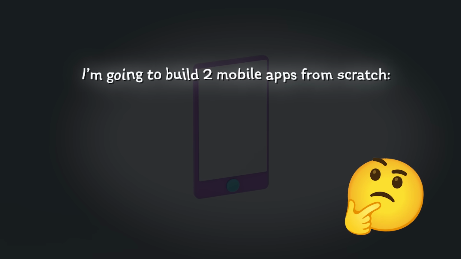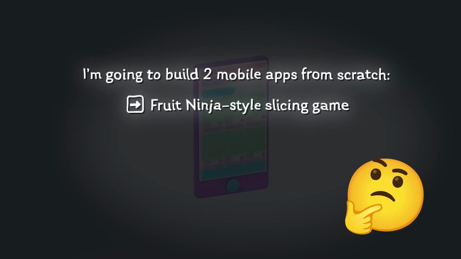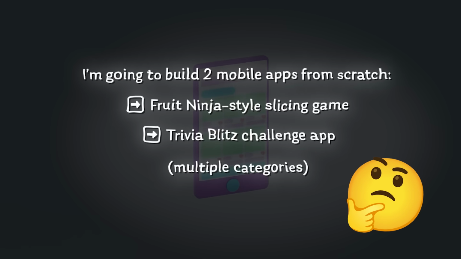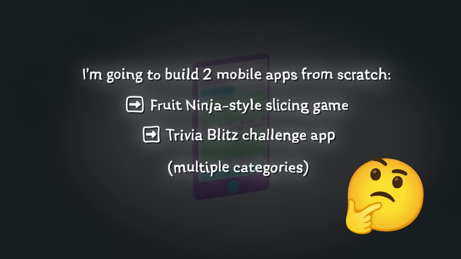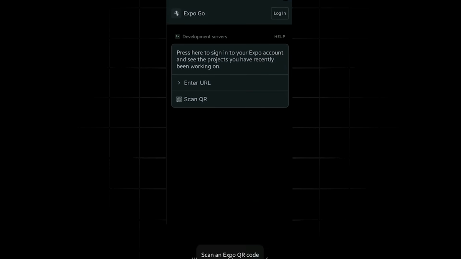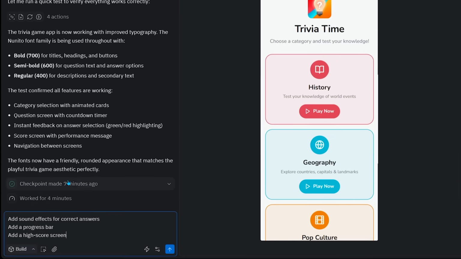Today we're diving into mobile apps by Replit, a brand new way to build, test, and publish real mobile apps just by describing what you want in the chat box. Now in this video, I'm going to build two mobile apps from scratch, a Fruit Ninja style slicing game and a Trivia Blitz challenge app with multiple categories. We're going to preview them live, scan the QR code to play them on my phone, refine them in real time, and then I'll show you how to find them within the App Store.